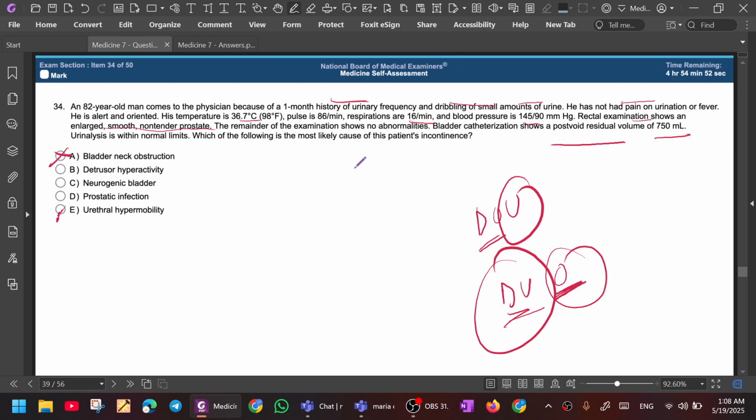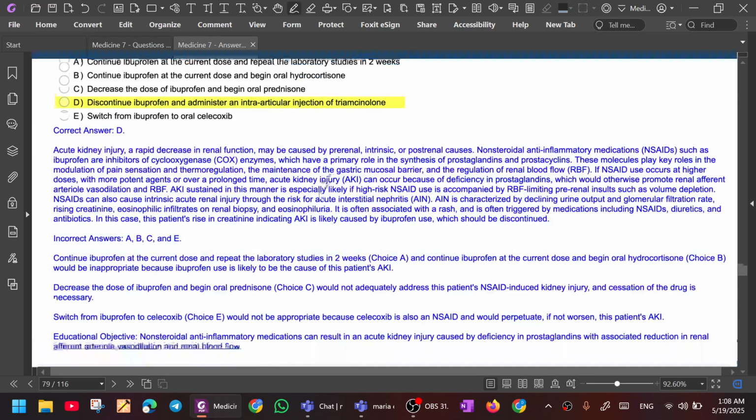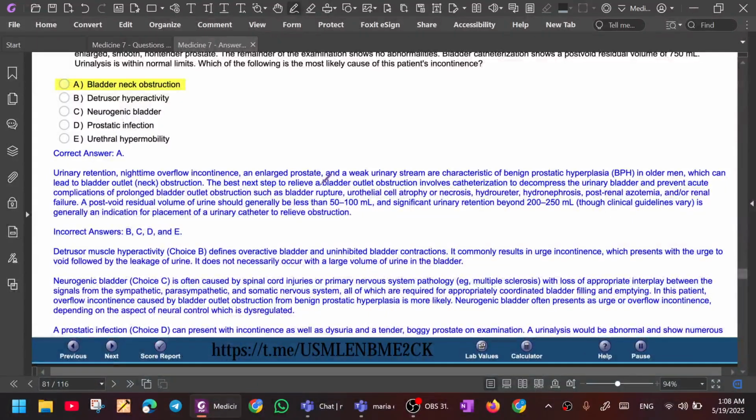Urinary retention, nighttime overflow incontinence, an enlarged prostate, and a weak urine stream are characteristics of BPH in older men, which can lead to bladder outlet obstruction.